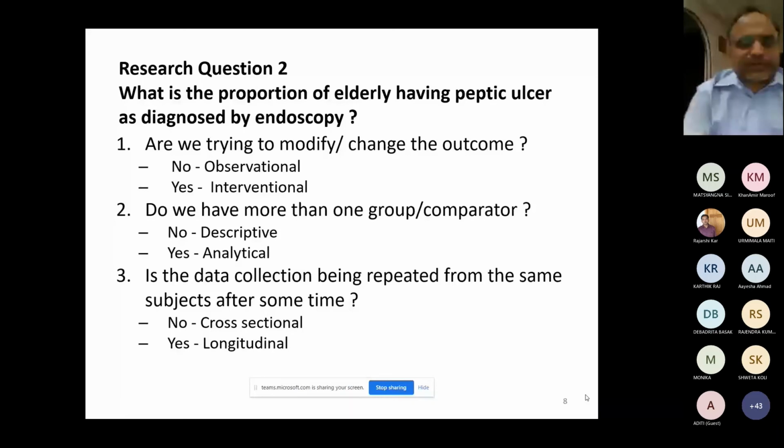So this is the third question. If there is no data collection being repeated, data collection means the same information being repeated.